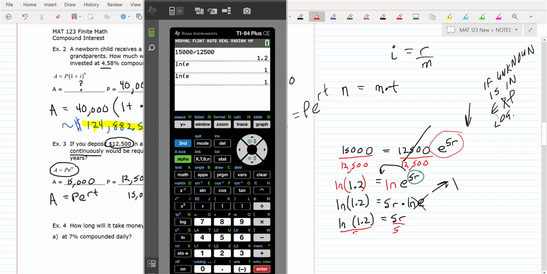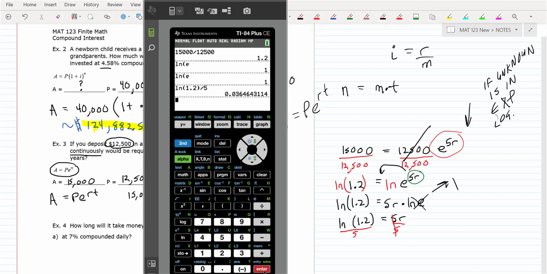Divide by 5. Okay, so I do that. Now I go to my calculator. So you now want to do this. You want to go ln of 2, or 1.2, sorry, like that, and then divide by 5. And we'll just write down whatever comes out.